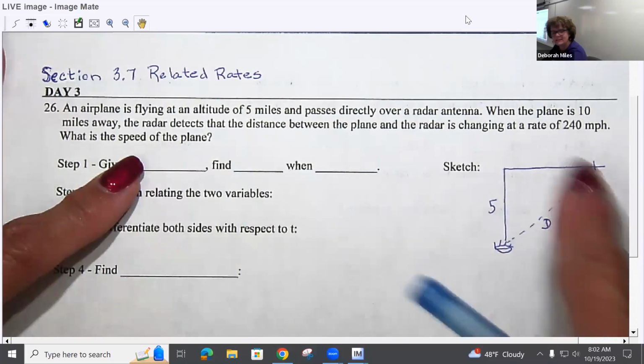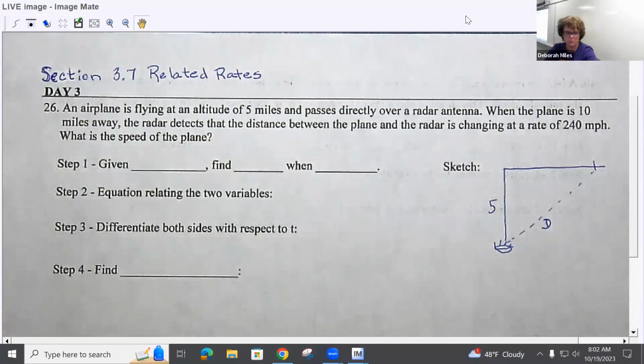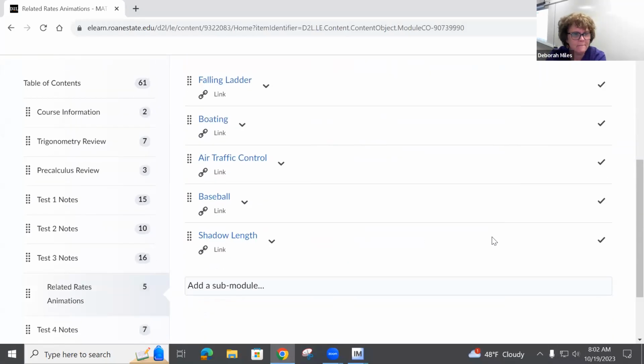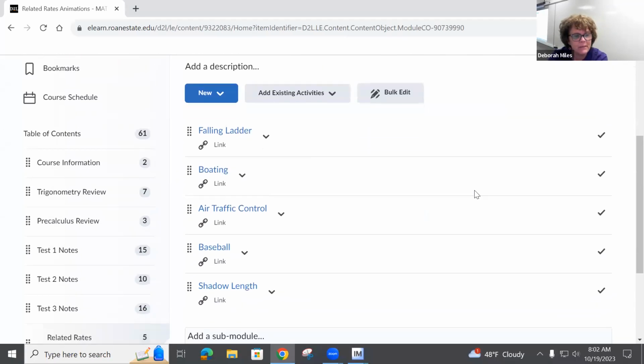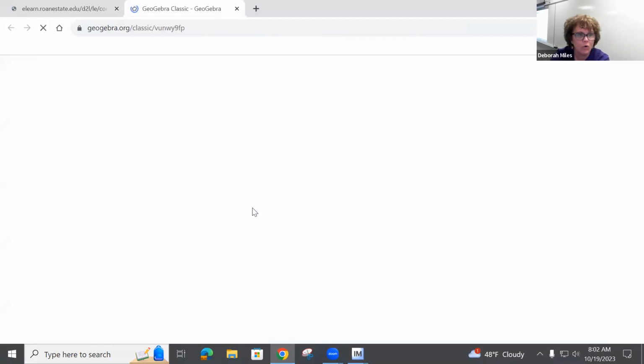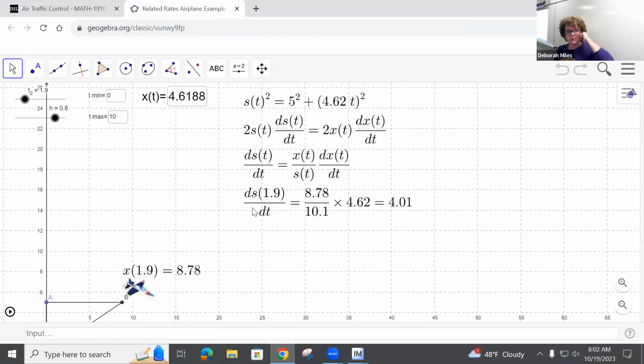Now, I tell you what, this is a good time to show you what I put in Momentum for you. Sometimes I have a hard time visualizing movement. I really can picture things that are standing still, but not things that are moving. And so I found these animations and put links to them in Momentum under the test 3 notes. There's a link for related rate animations. And this one is the air traffic control, not the same numbers, but a problem like it.